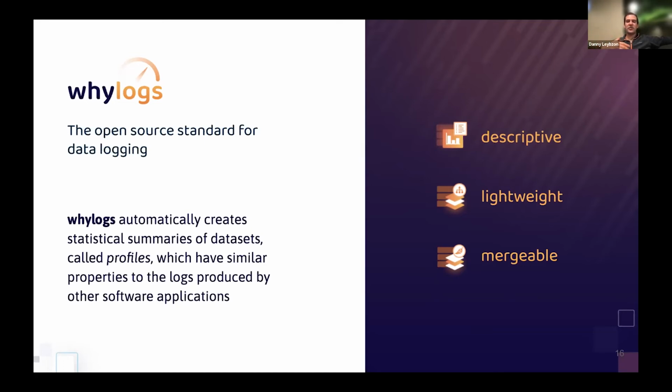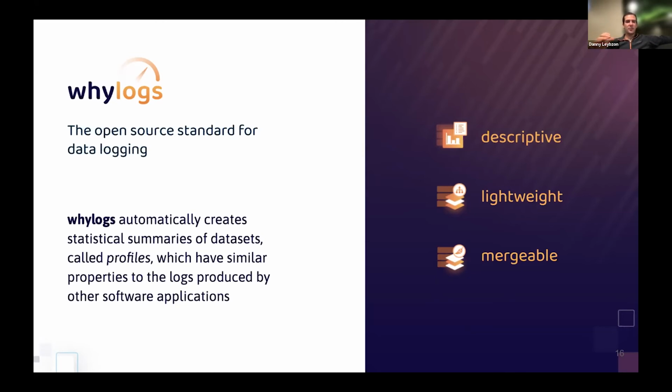So these logs are a lot more lightweight, which makes them cheaper to store. It makes them cheaper to move around. It makes them easier to process. Basically, these profiles are really useful because they're summaries of data sets instead of entire data sets. Now, this last property is a little bit more confusing and is worth spending a little bit of time on.